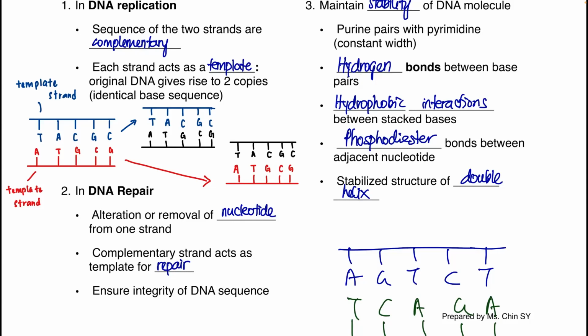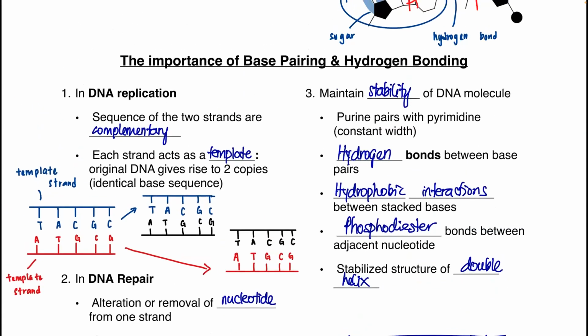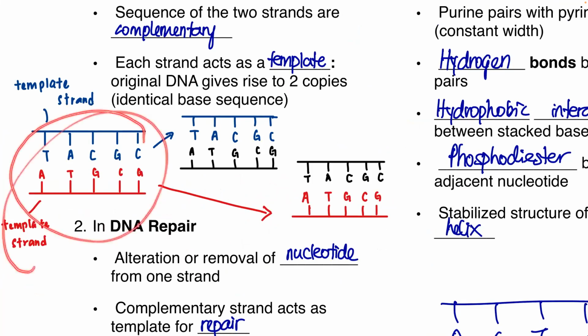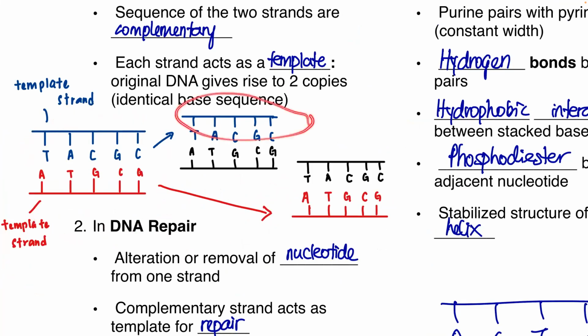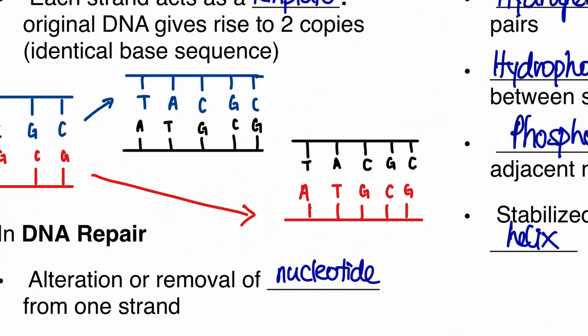Each strand acts as a template, so the original DNA gives rise to two copies. We'll look at it later in DNA replication, how this base pairing is very important. Base pairing is a very important feature in DNA replication, as shown in this diagram. This is the original strand. During DNA replication, these two strands will be separated from each other. Then there is DNA polymerase, an enzyme that forms another strand by reading this.